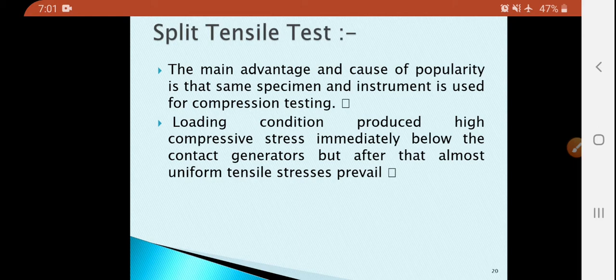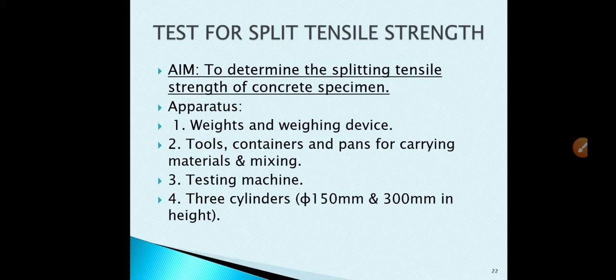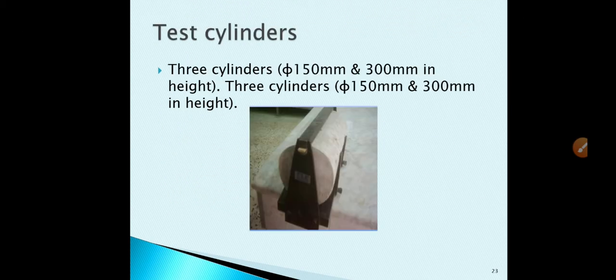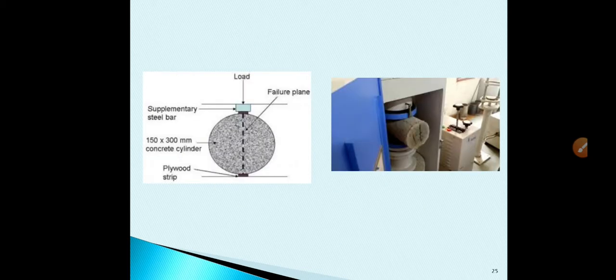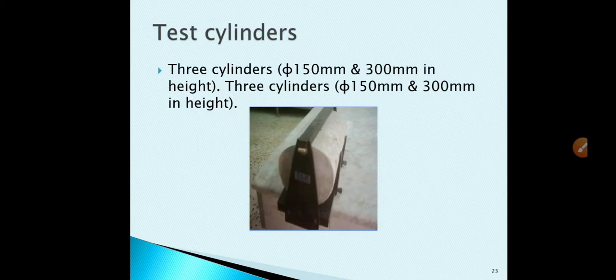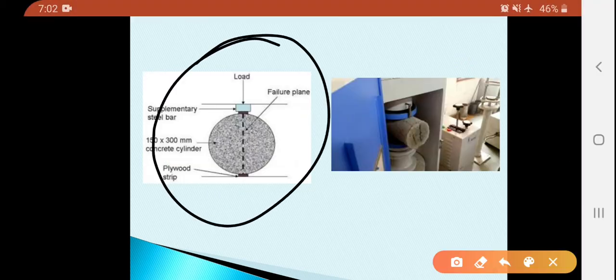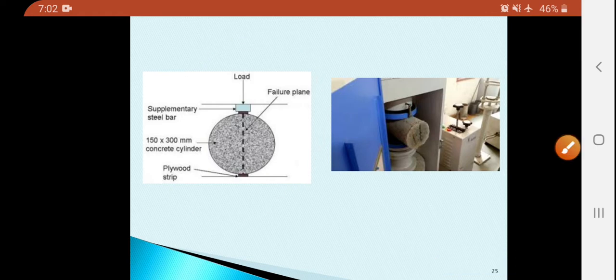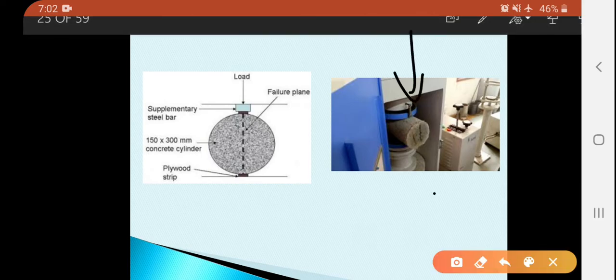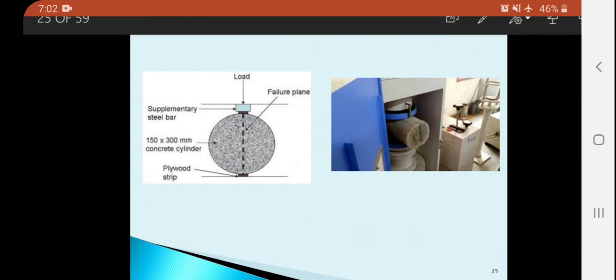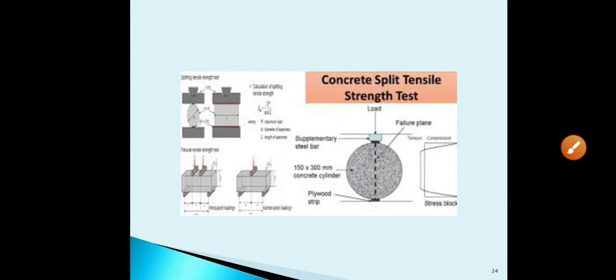The loading condition produces high compressive stress immediately below the contact generators. So in the next slide we can see these are the cylinders. See here, the cylinder having a size of 152 into 300. Here we are applying the compression load only. We are taking the same equipment which is used for the compression strength of concrete.